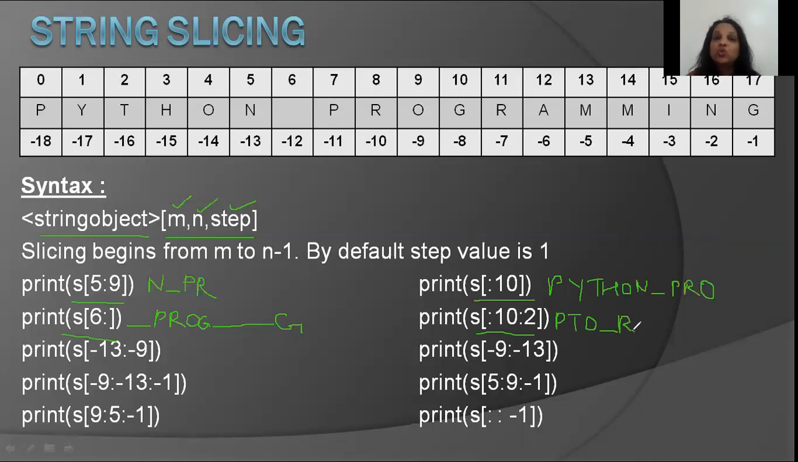8 plus 2 is 10. But can I go up till 10? No. Maximum I could go up is only till 9. So that's going to be your answer. Is that clear? Okay. Now let's look at this.